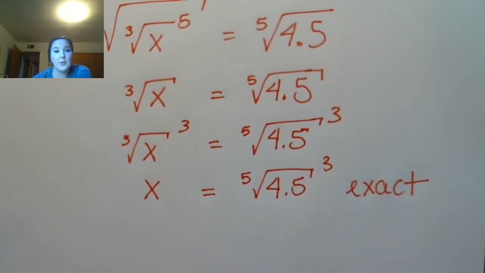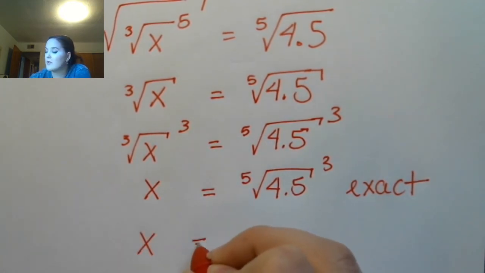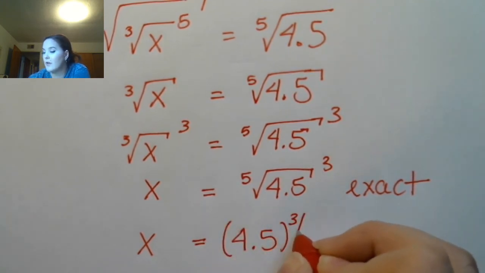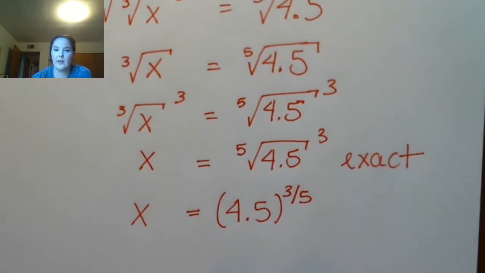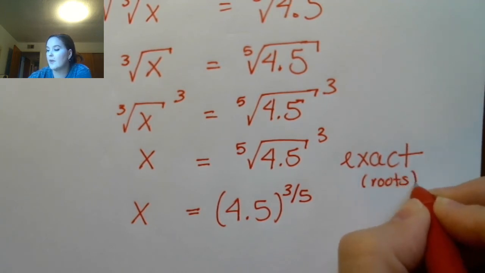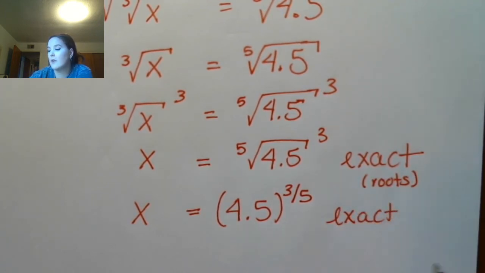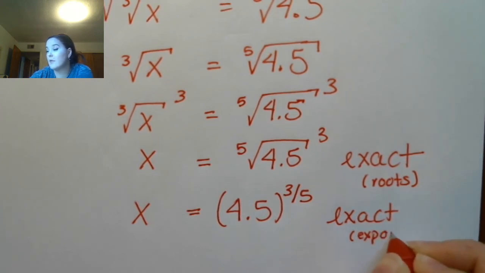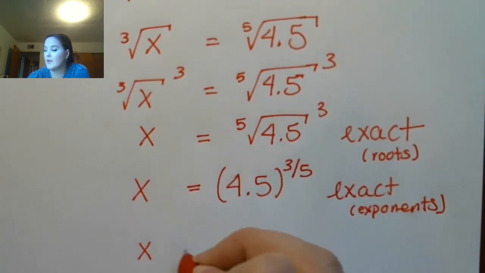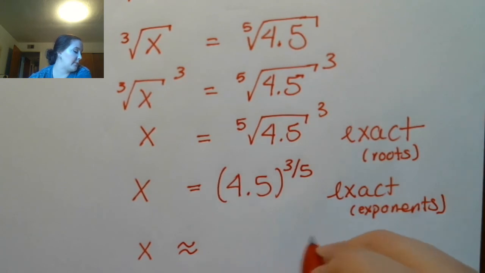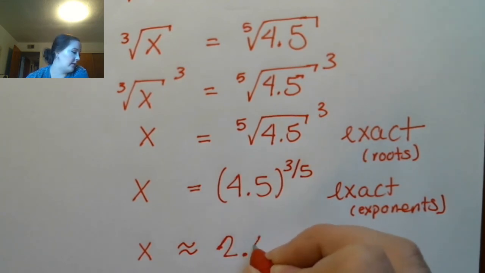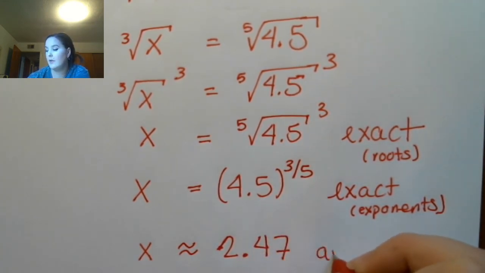And then if I want to put this into a calculator, I can always write it in exponential form, so 4.5 to the 3/5, and enter this into my calculator. So this is exact form with roots. This is exact with exponents. And if I wanted to get an approximate answer, I would plug this into my calculator and I get approximately 2.47.